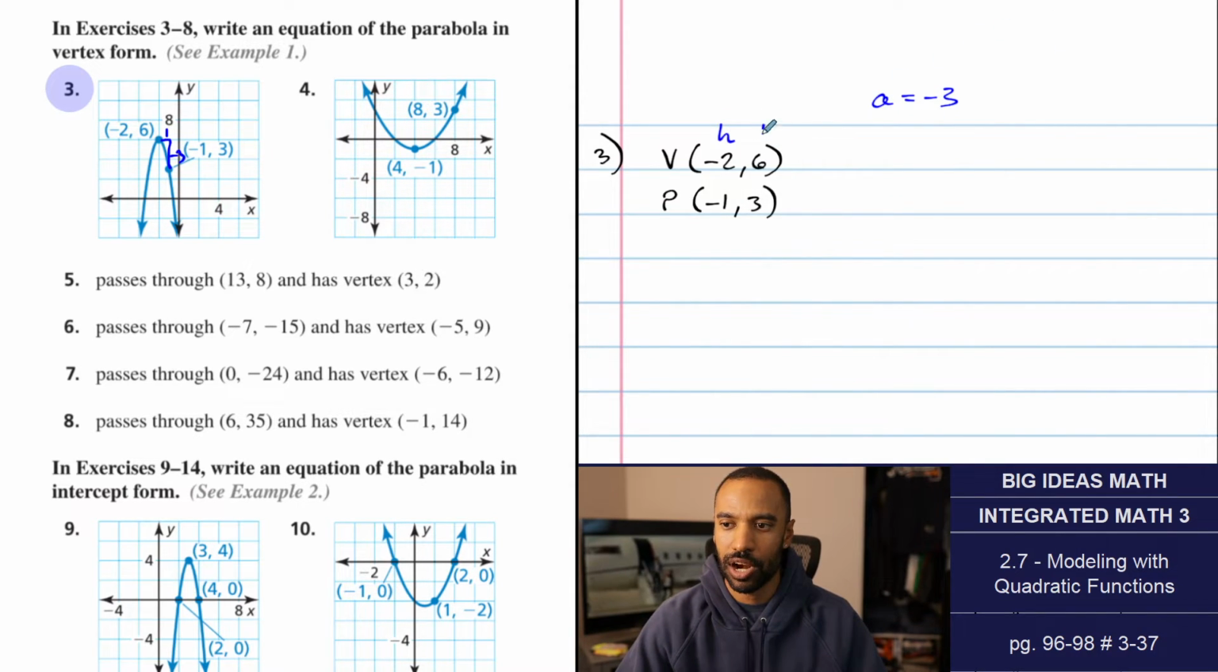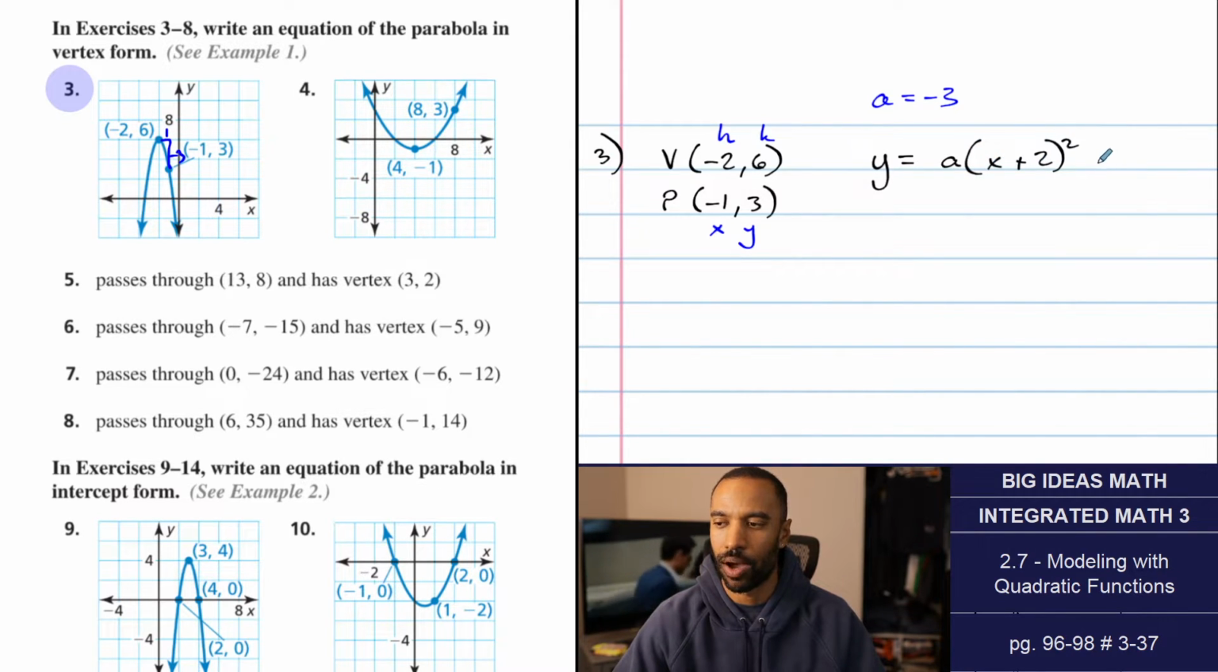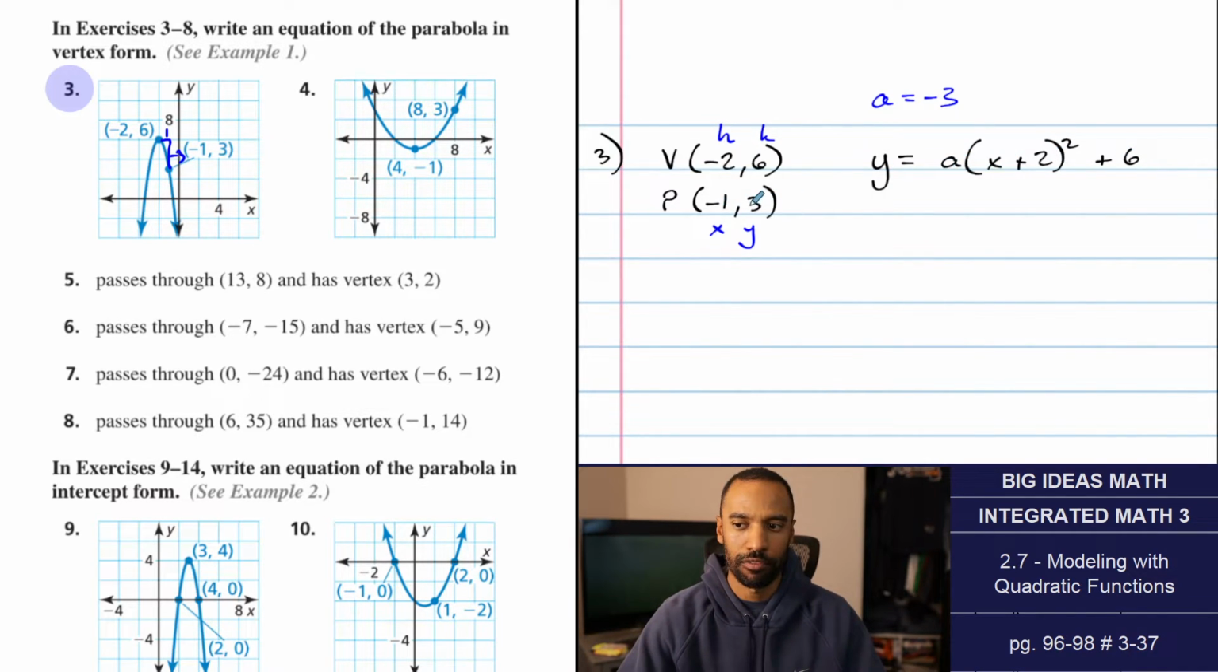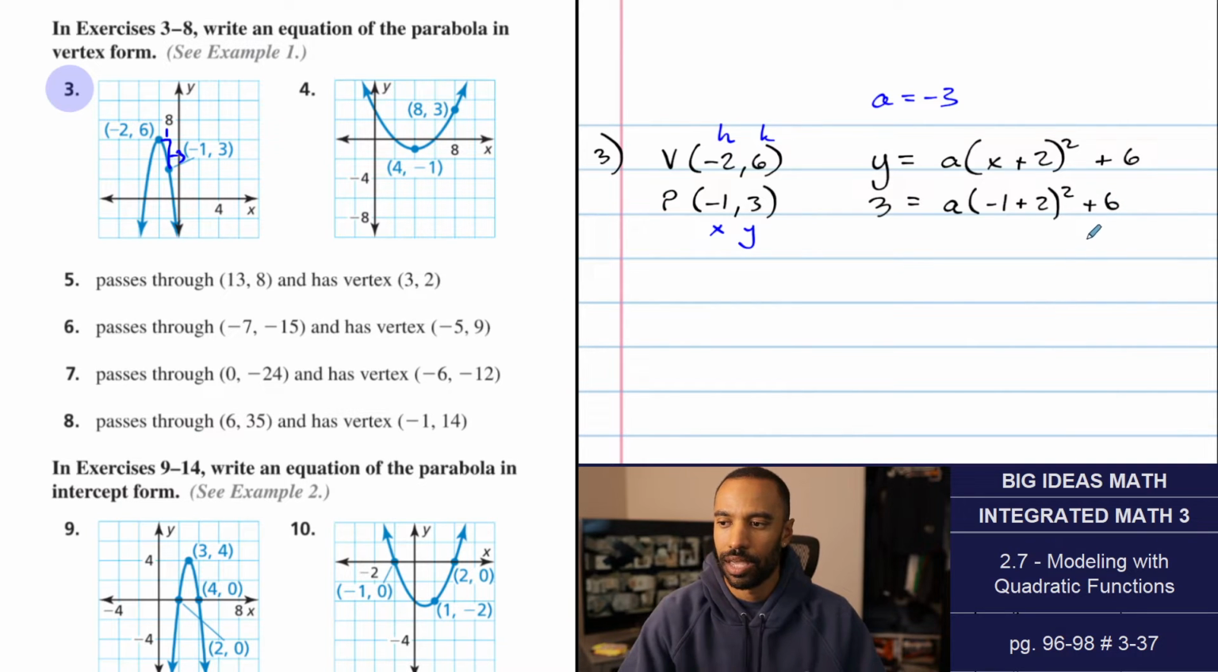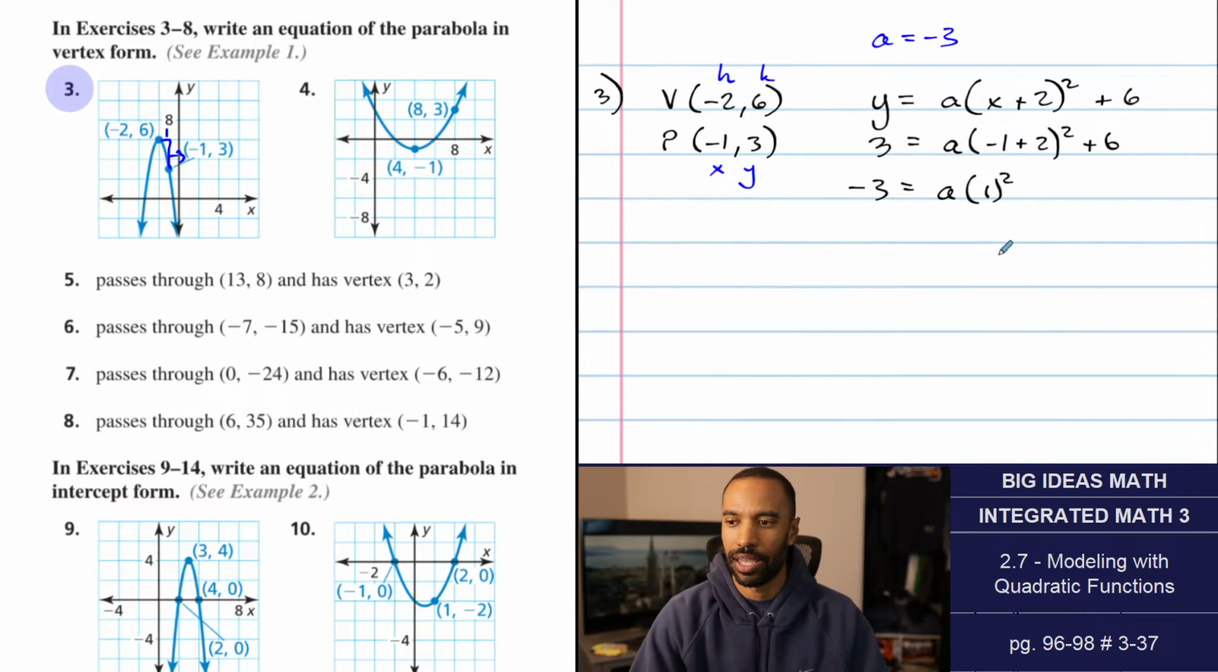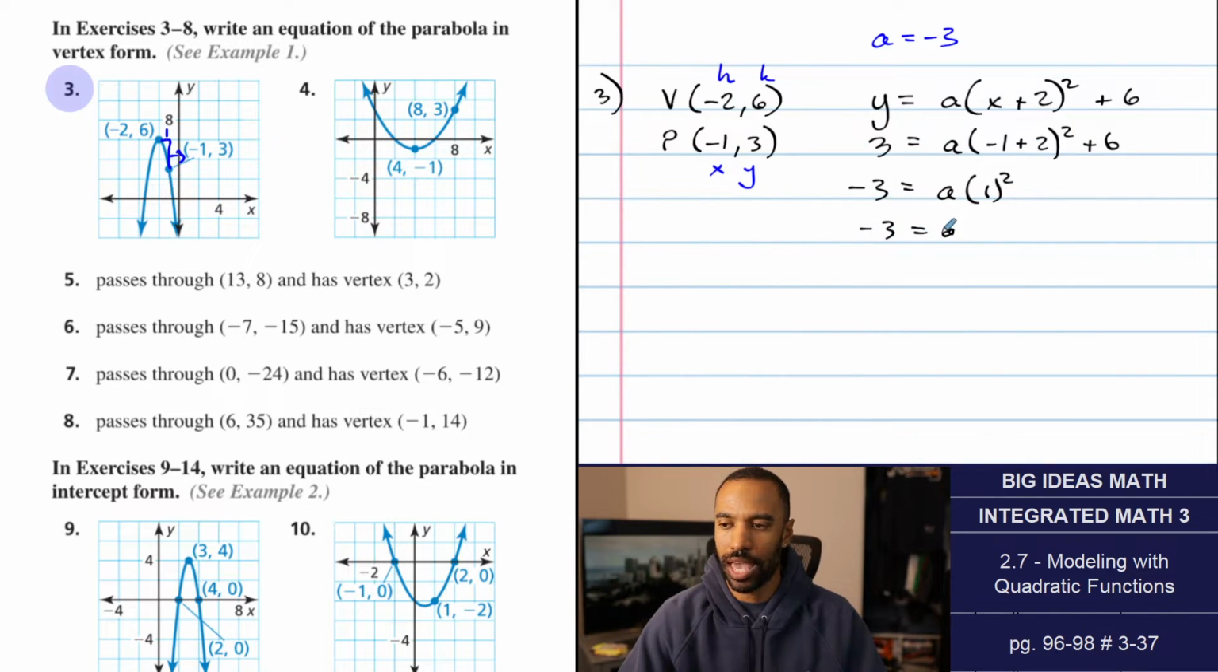Now keep in mind, this is our HK, this is an XY, but as far as our HK goes, currently our equation would look like y equals A times x minus h quantity squared plus k. Hopefully we're really good at vertex form and knowing that. And our goal is to find our A value. We're going to use this negative 1 for x and 3 for y to find that. So we plug in 3 for y, negative 1 for x, and let's solve for A. Subtract 6 from both sides. Negative 1 plus 2 is 1. 1 squared is 1, so negative 3 equals A.